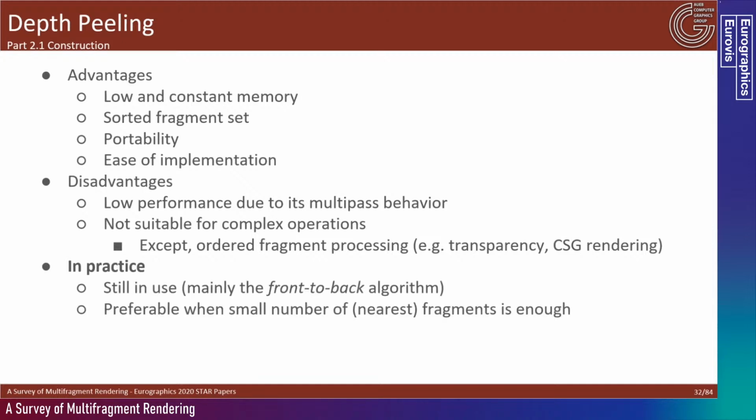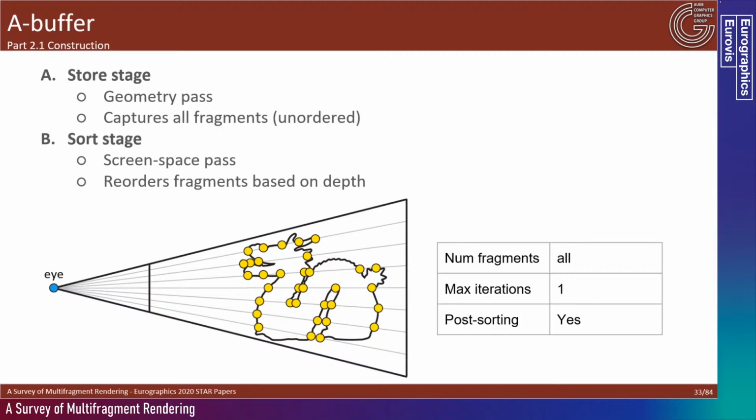Nevertheless, depth peeling algorithms are still widely used nowadays, and they're the optimal choice when sufficient visual quality can be achieved by processing only a small number of fragments. Now let's move to the A-buffer.